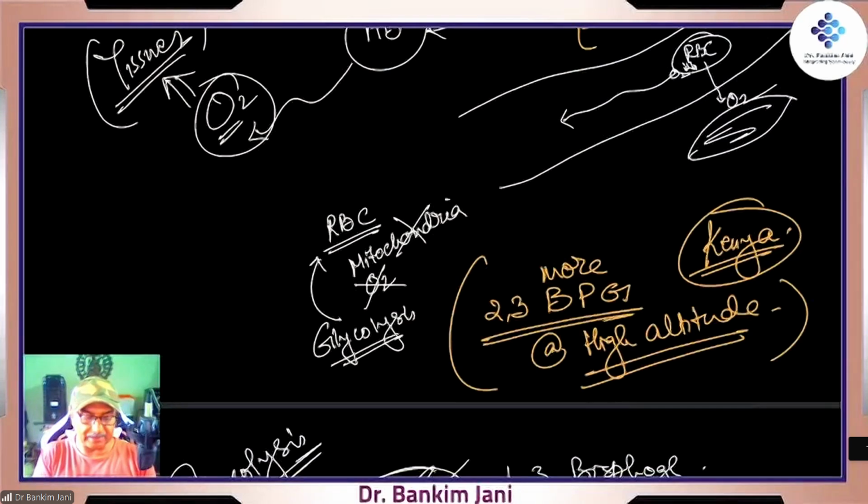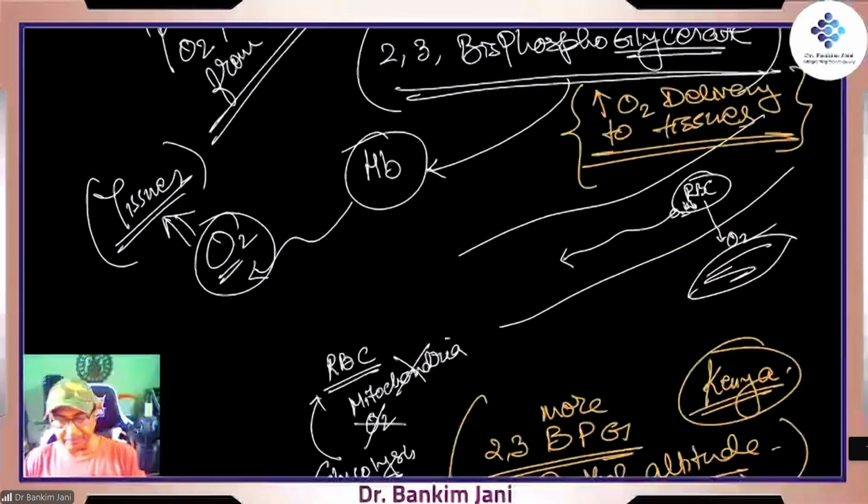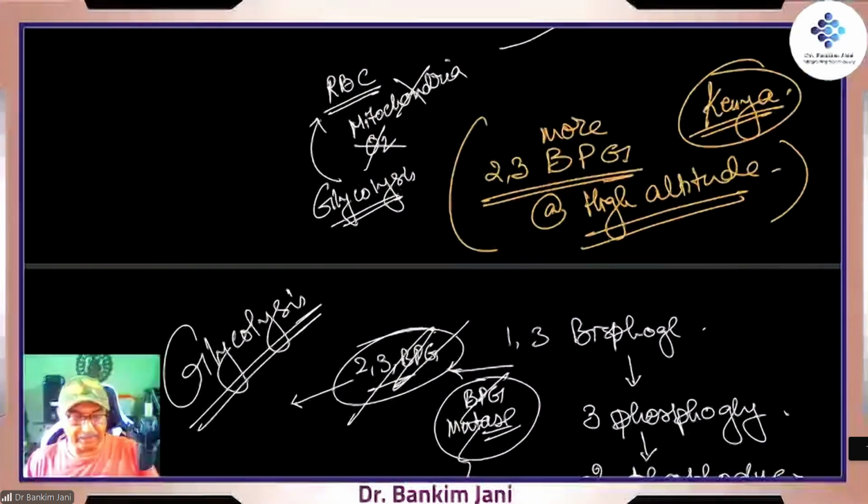In case of RBC, no mitochondria, no oxygen use. So that's why it's glycolysis. And this is one of the steps. This is during the process of glycolysis, this is one deviation. By the way, this is 2,3 BPG. That is at high altitude. It will be releasing more oxygen so that tissues will get better oxygenation.